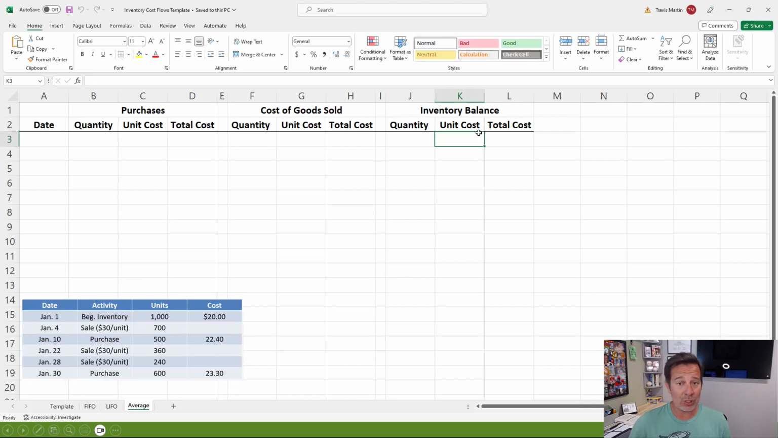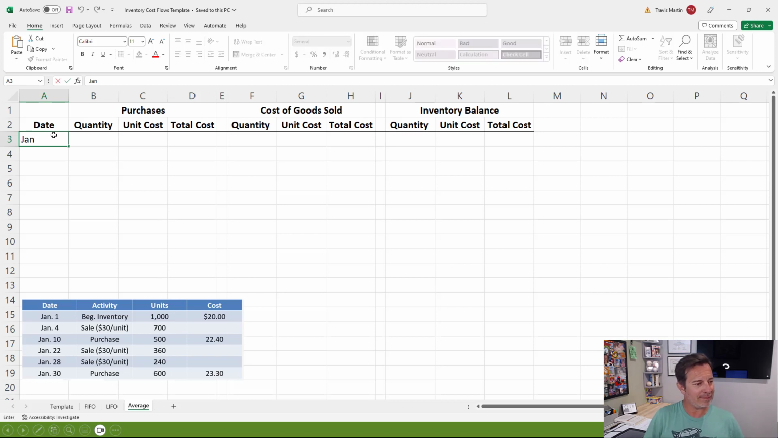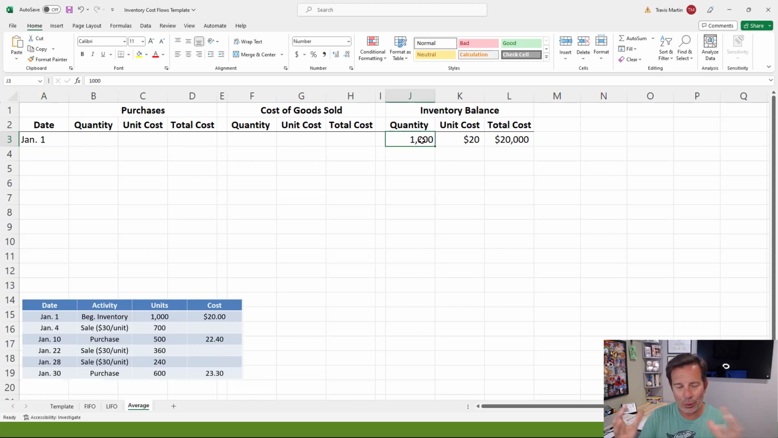This time, instead of doing LIFO and FIFO, we're going to be calculating a new inventory balance every time we buy inventory. So we'll begin January 1. It's like Groundhog Day, same stuff over and over again. 1,000 units at a cost of $20 per. Just go ahead and do the math here: $20,000 beginning inventory. Right now we only have one layer of inventory, so the average that we paid is 20 bucks.